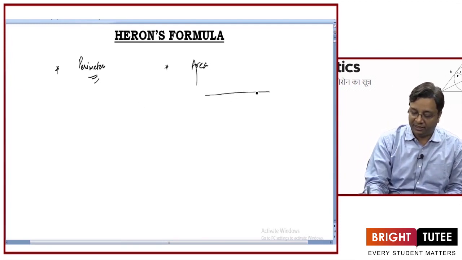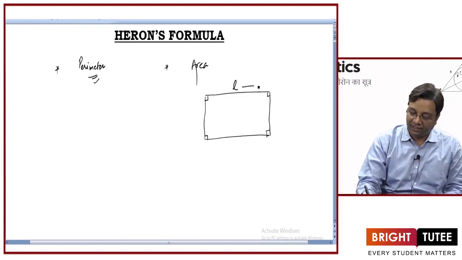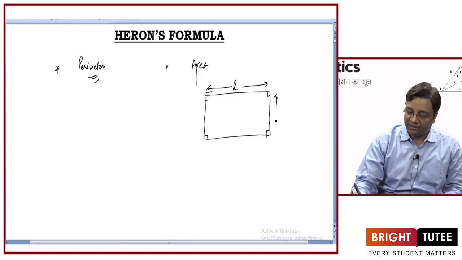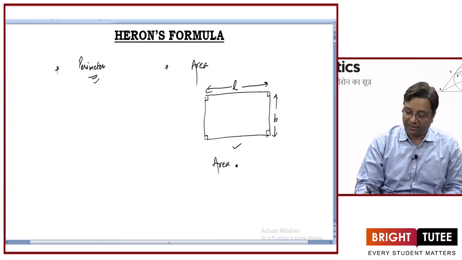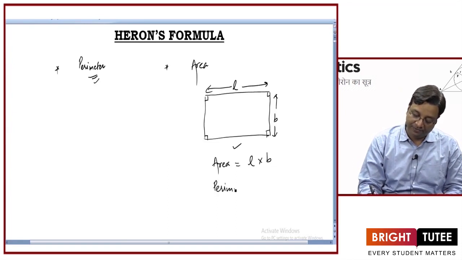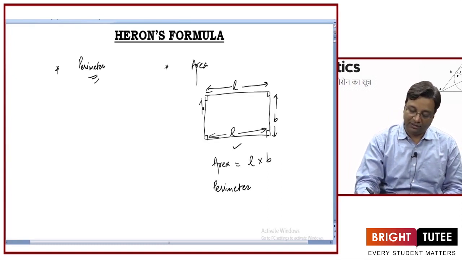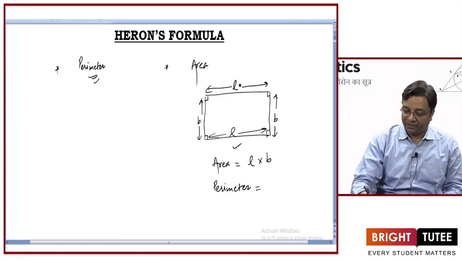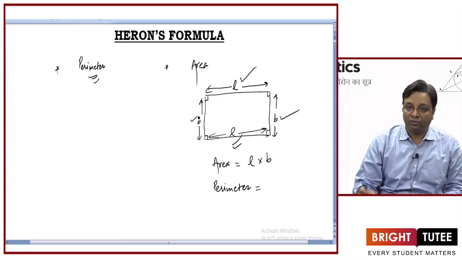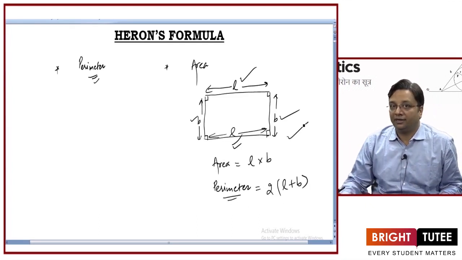For example, let us say this is a rectangle, and the length of this rectangle is L, whereas breadth is B. If I ask you what is the area of this rectangle, you will say length into breadth, this we already know. What is the perimeter? You will say the boundary. This is also L, this is B. So, you will say L plus L is 2L and B plus B is 2B. So, 2 into (L plus B) is the perimeter of this rectangle.